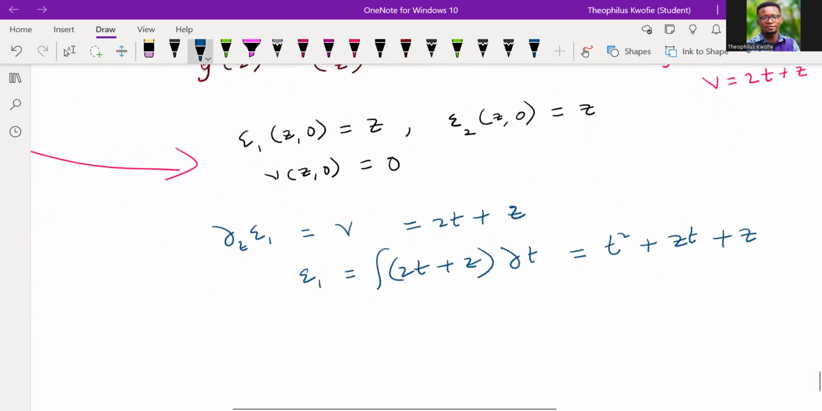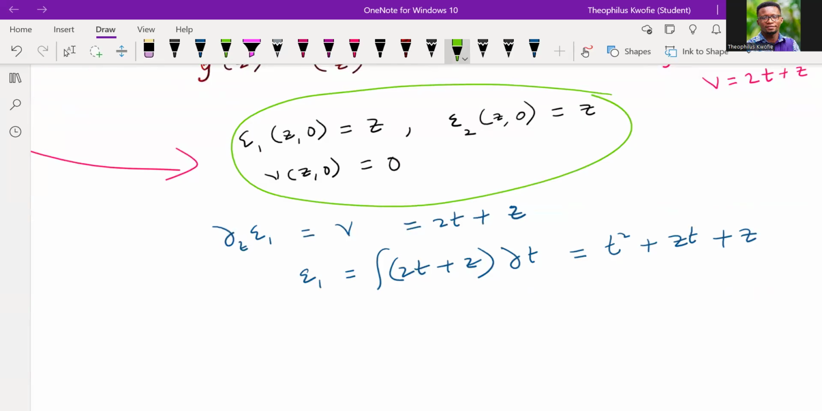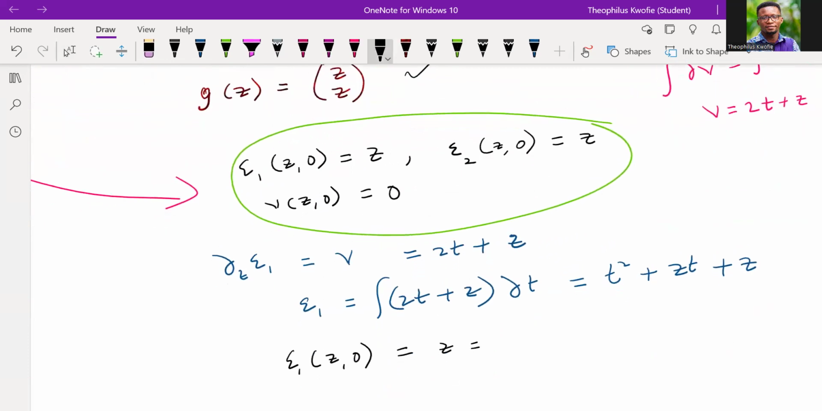But remember, we have initial conditions. We need to use these initial conditions. So far, we've not used the initial conditions. So we have to use the initial conditions to solve that, right? So when we evaluate this at the initial conditions, when t is 0, we're going to have z to be equal to what? We're going to have z, right?